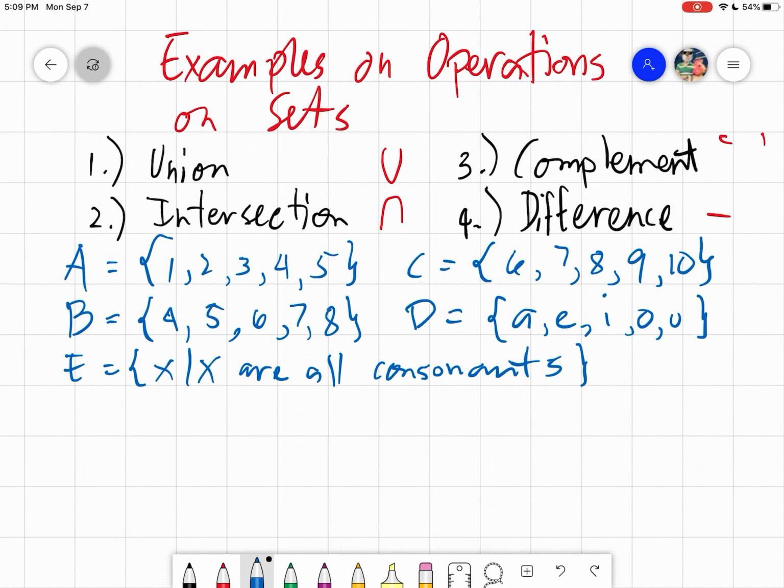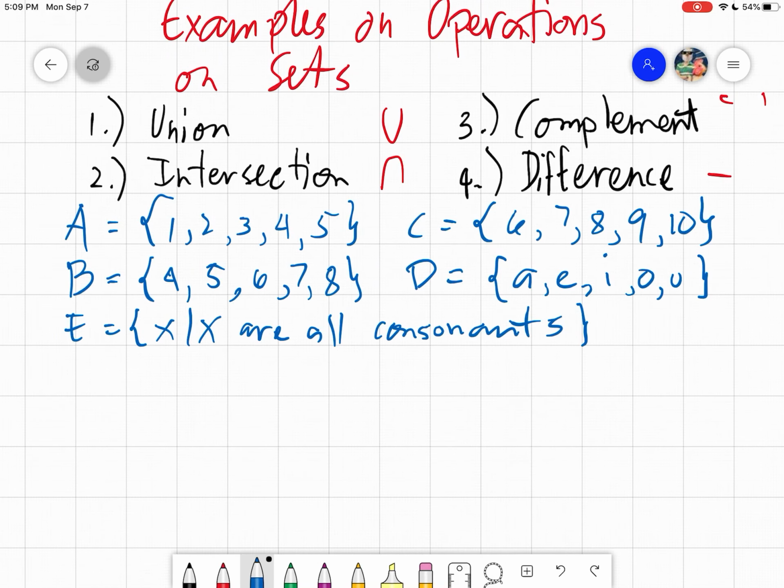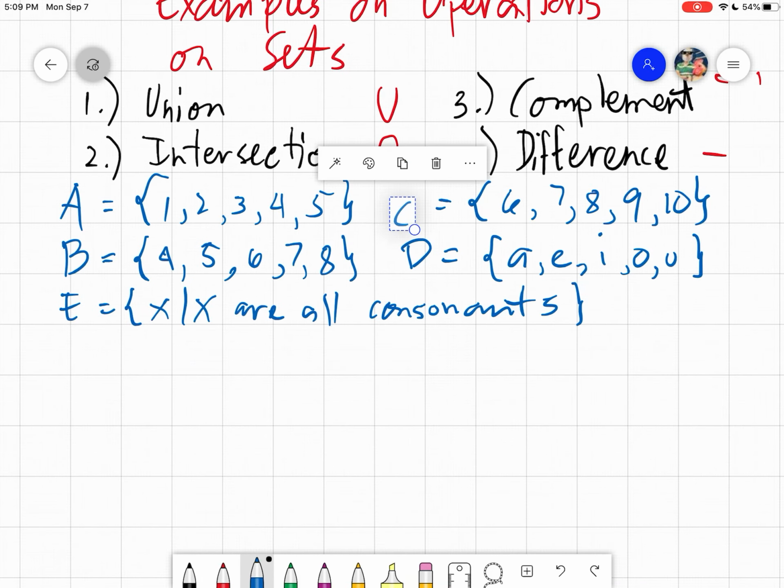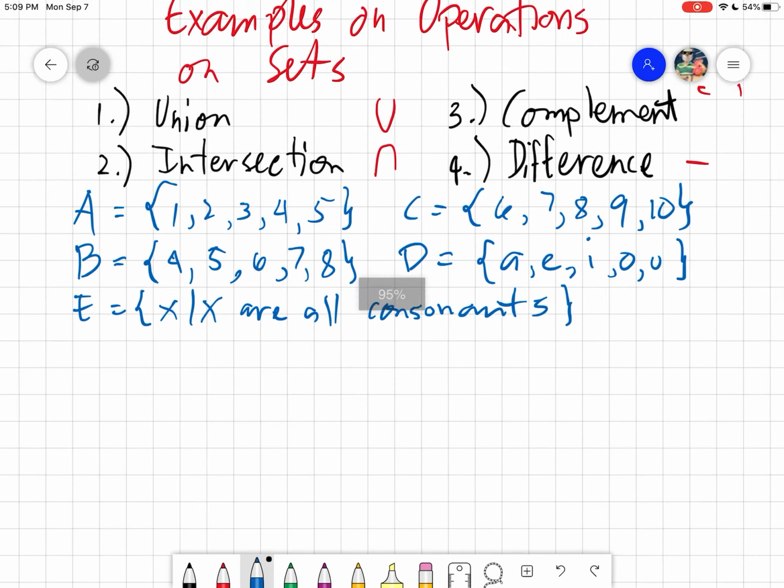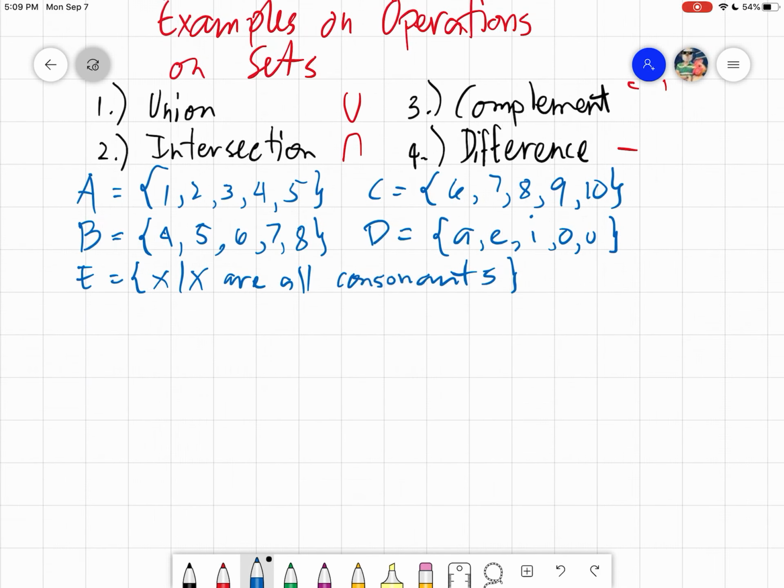So now we have our operations and we have our example sets. Now let's try to solve examples of different set operations. For example number 1, if you are asked what is A union B, what you simply have to do is check the elements of A and the elements of B and simply put them all together in a single brace.